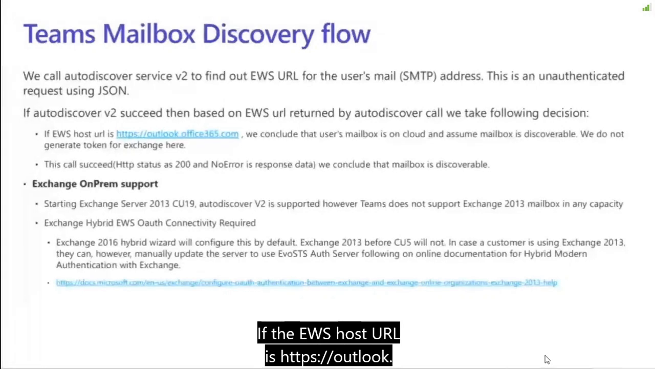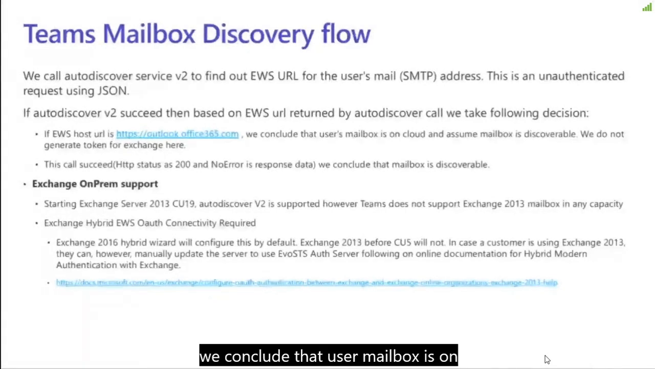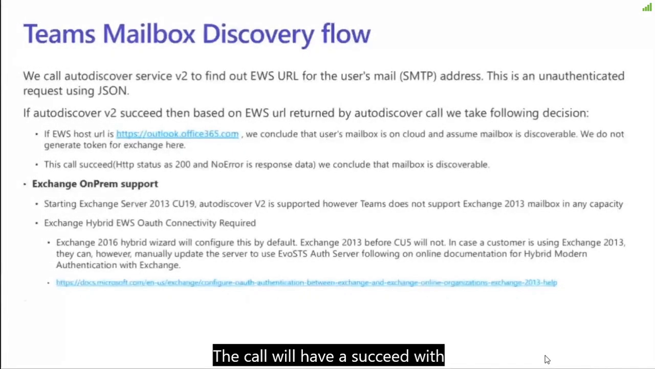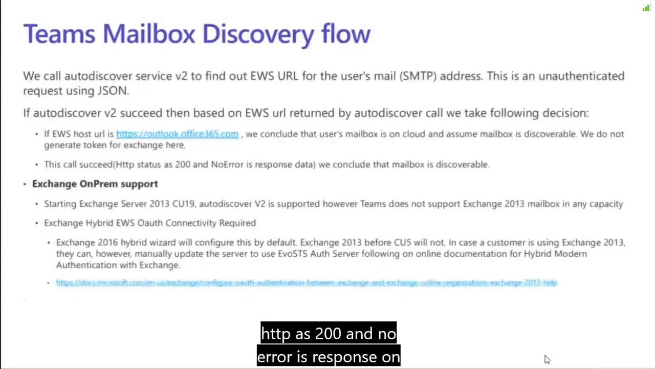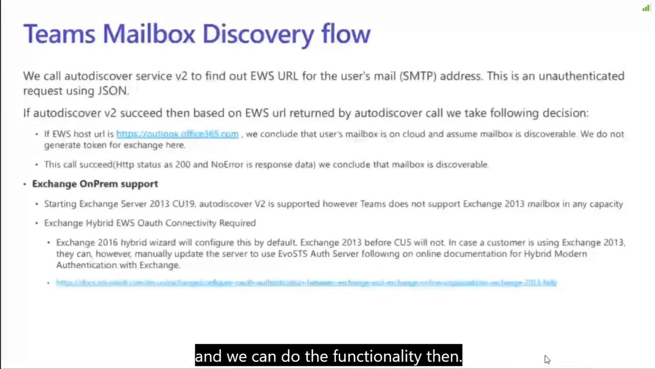If the host URL is https://outlook.office365.com, we conclude that the user mailbox is in the cloud and assume the mailbox is discoverable. We don't generate a token for Exchange here. The call will succeed with HTTP 200 and no error in the response data. We conclude the mailbox is discoverable and we can do the functionality then.